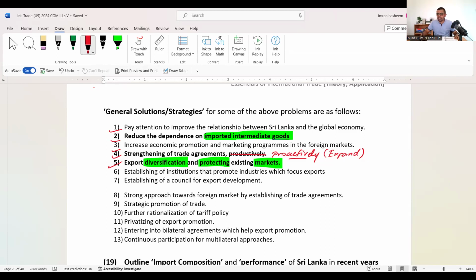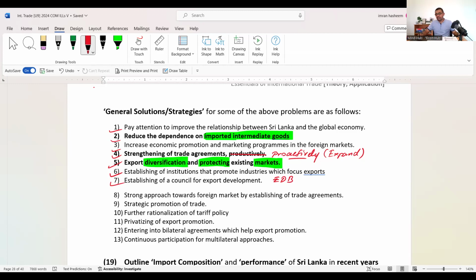Then establishing institutions to promote industrial activities which focus on exports. So make our industries more export oriented, export focused. Establishing of a council for export development. Now we have the EDB, Export Development Board, which the president, the finance minister himself says doesn't do its job, doesn't serve the purpose. So if the government itself is saying one of its boards or authorities is not doing its job, then we need an institutional reform. We need a better institution for this.